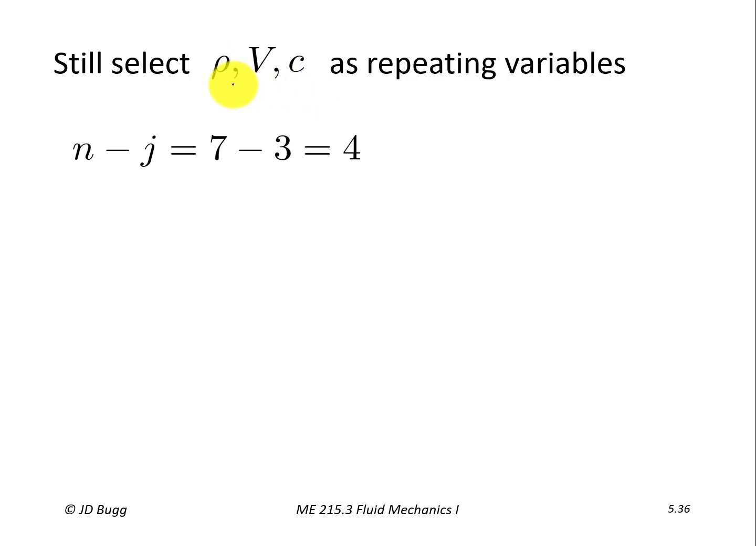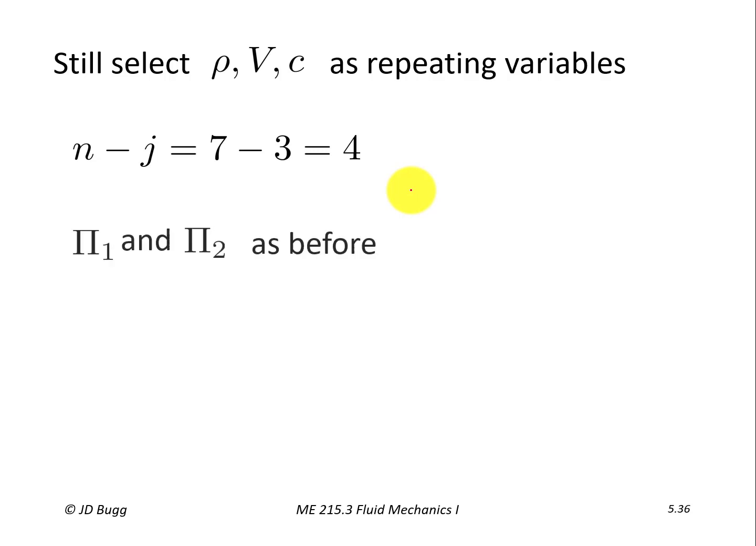So we have these repeating variables. Our n is now 7 because we've added on 2 independent variables. Our j is still 3. The new independent variables we added haven't added any new dimensions, so j is still 3. So now we expect to get 4 dimensionless groups instead of the 2 we had in our first analysis.